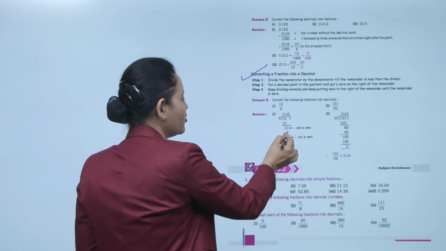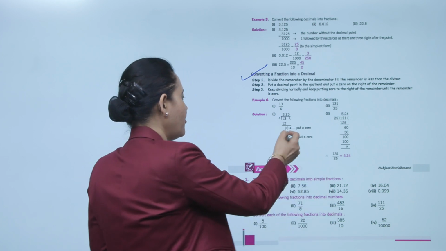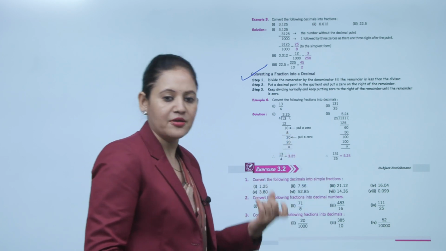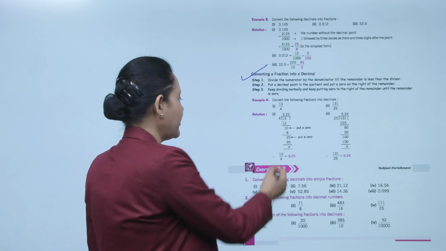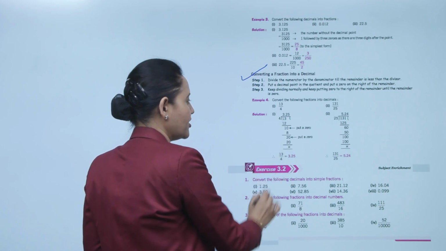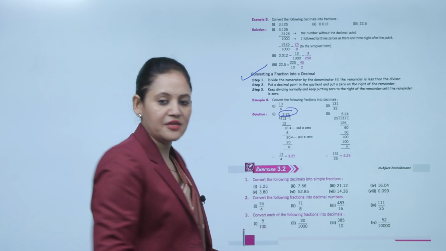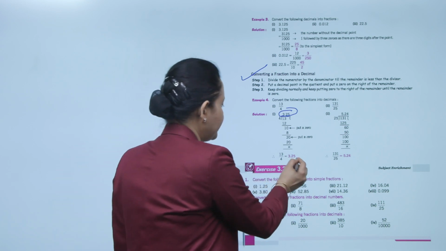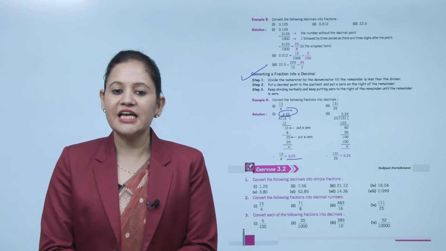So now 4 2s are 8. Subtract, we'll get 2. Now we'll put 1 more 0. We'll put as many zeros as we want until we get the remainder as 0. So 20 minus 20, that is 0. So the answer is 3.25. So 13 by 4 in decimal we can write as 3.25. Clear? Next is exercise 3.2.